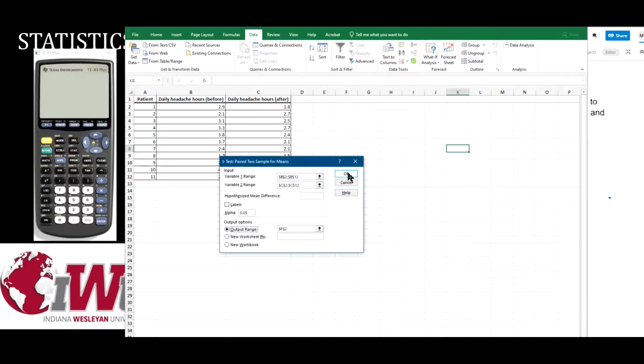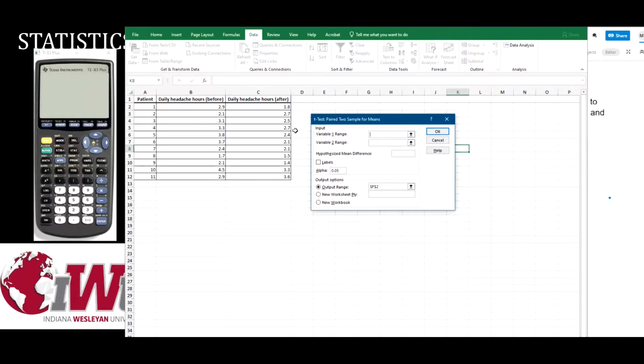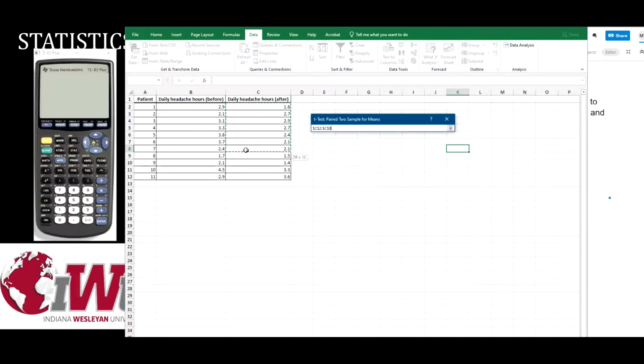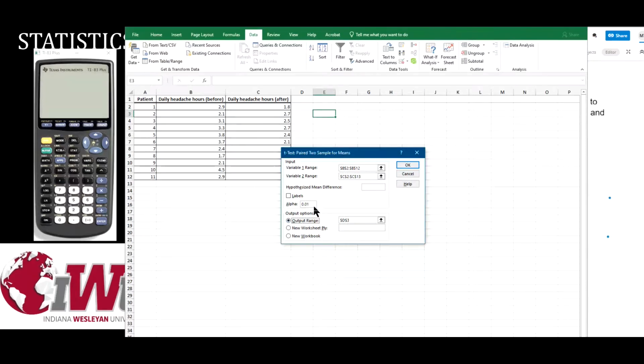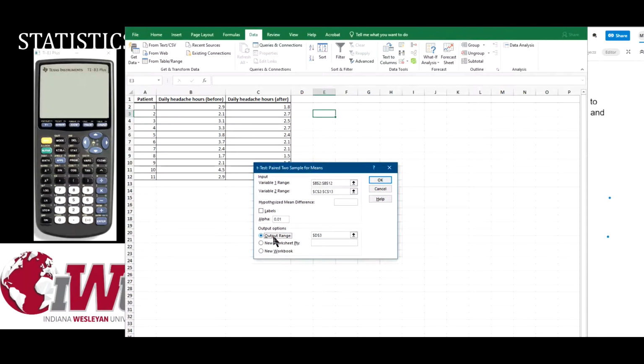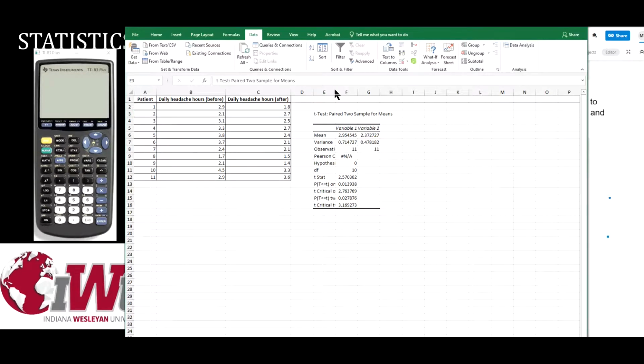All right, let me start over here. First thing we're going to do is, in Variable 1, highlight. Variable 2, we're going to highlight. Alpha level 0.05. Oh, let's double check what that said in the problem. In the problem, it said 0.01. All right. And in output, if I just click any of these cells here, that's basically where it's going to put the output. Okay, and here we go.